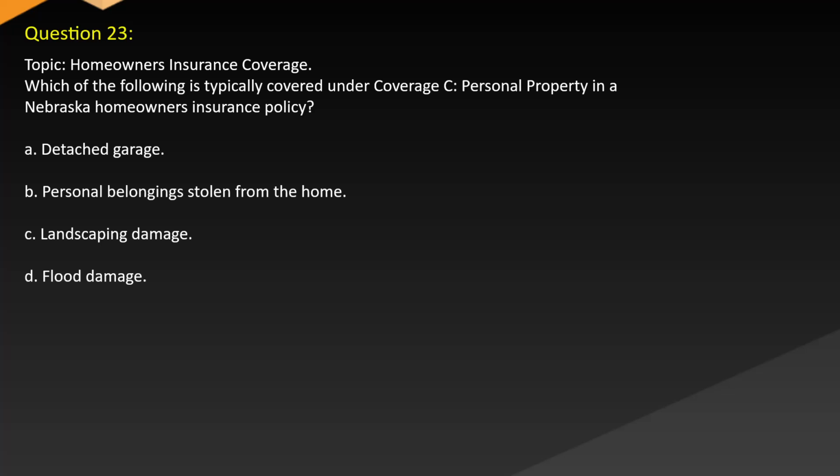Question 23. Topic: Homeowners insurance coverage. Which of the following is typically covered under coverage C, personal property, in a Nebraska homeowners insurance policy? A. Detached garage. B. Personal belongings stolen from the home. C. Landscaping damage. D. Flood damage.